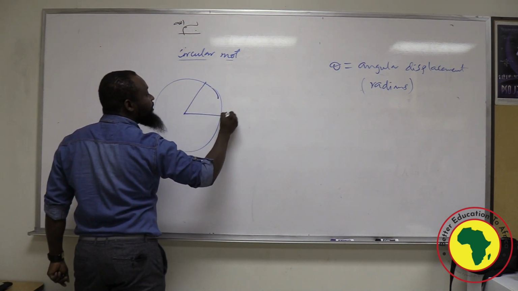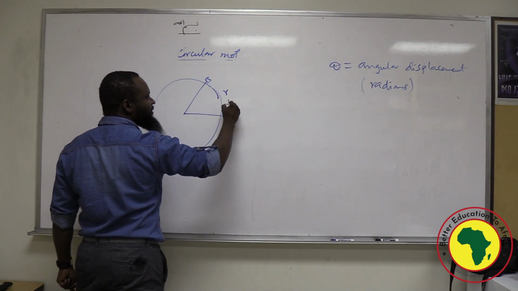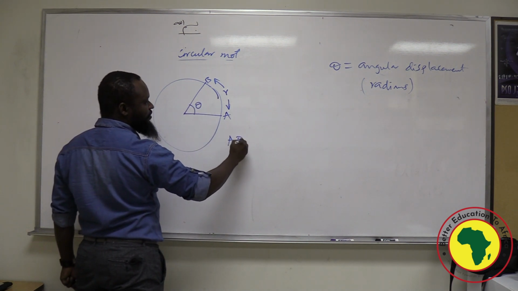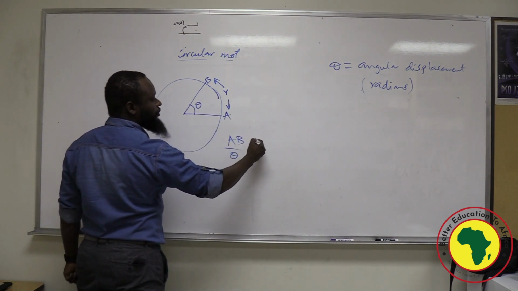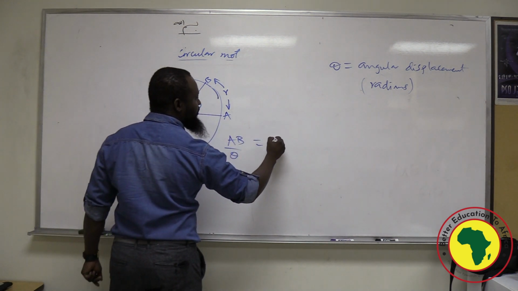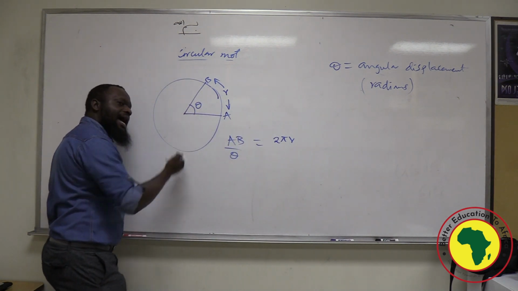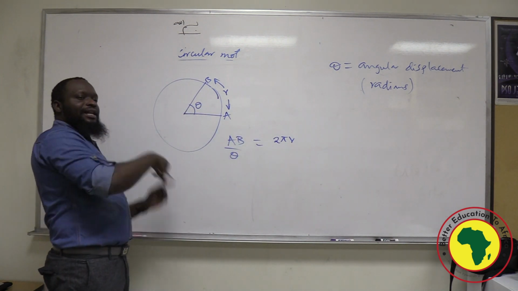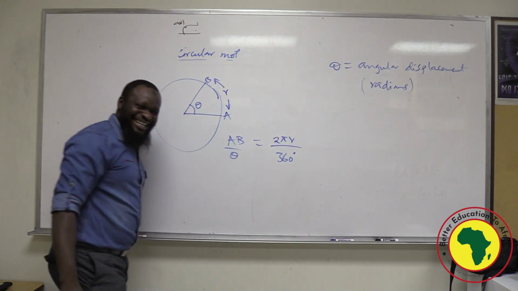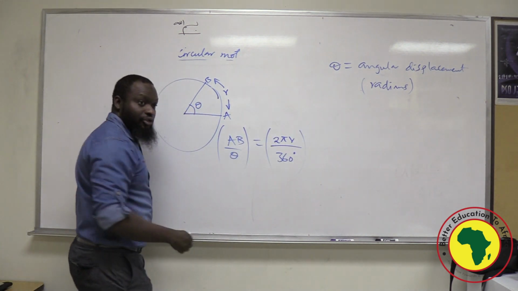So I go from A to B. Let's say I go a distance R from A to B, and I know my theta. So if I say AB over theta, I'm taking a ratio. AB, the arc length, divided by the angle. I'm taking another arc length, the whole circumference 2 pi R, divided by 360 degrees. So I'm doing this side and this side as two different ratios, but they are the same.